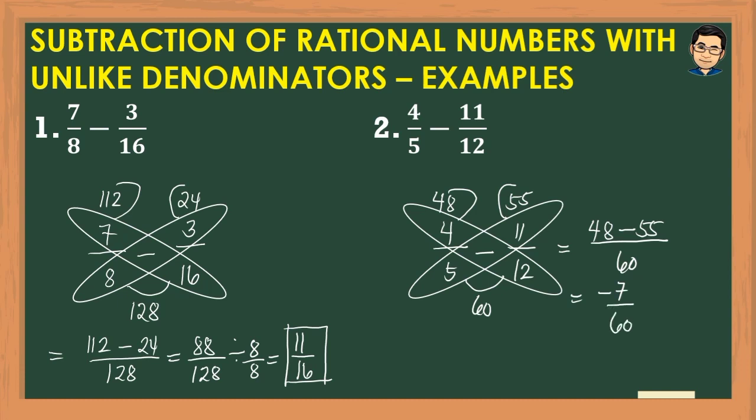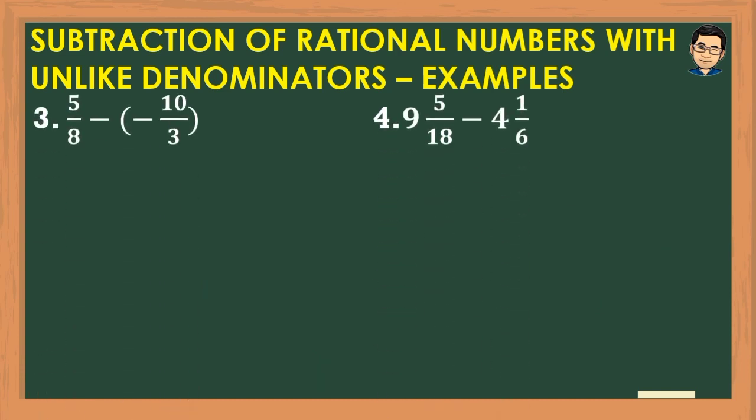So we cannot simplify 7 and 60 because the GCF is only 1. So this will be our final answer, negative 7 over 60. So let's have number 3, 5 over 8 minus negative 10 over 3.